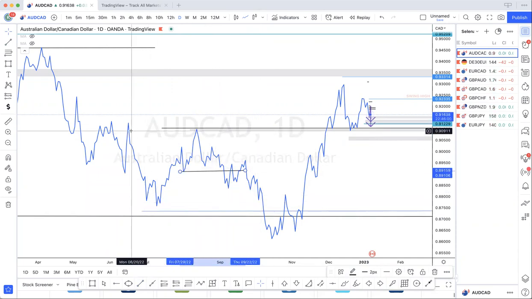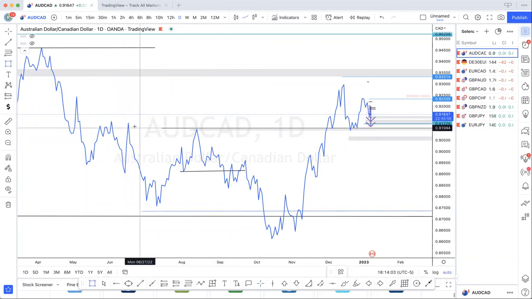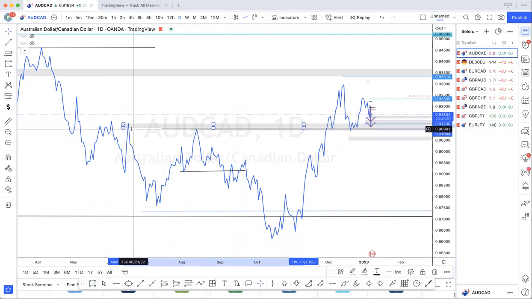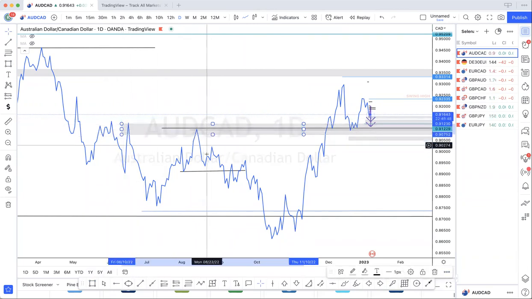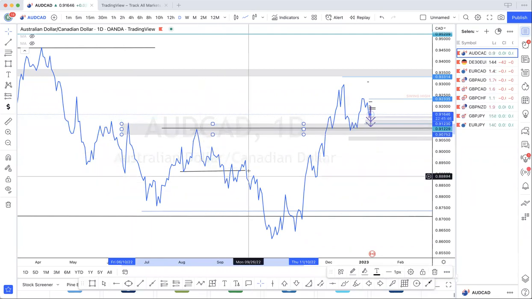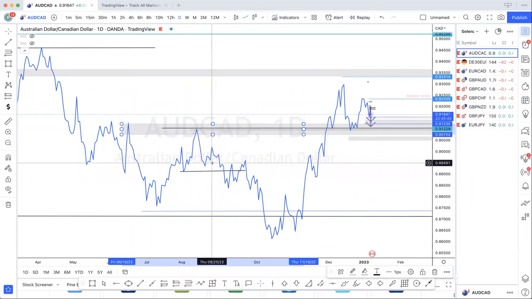But if you got in somewhere up in here where there was a violated order block or something, then you would already be in profit by the time it got here. Because you're looking for, what are we looking for? Sales.